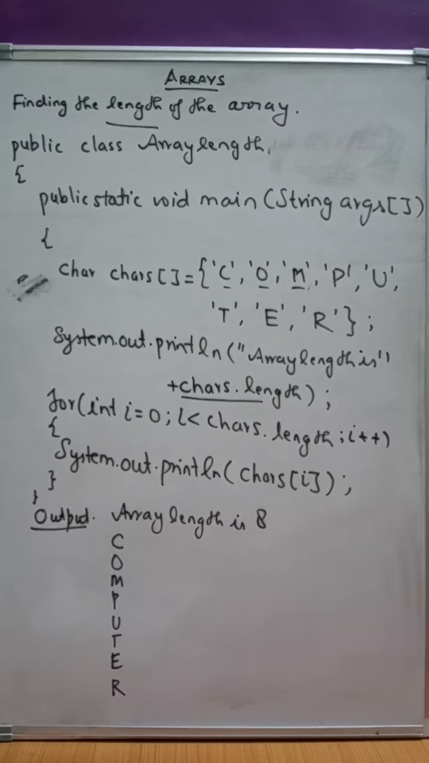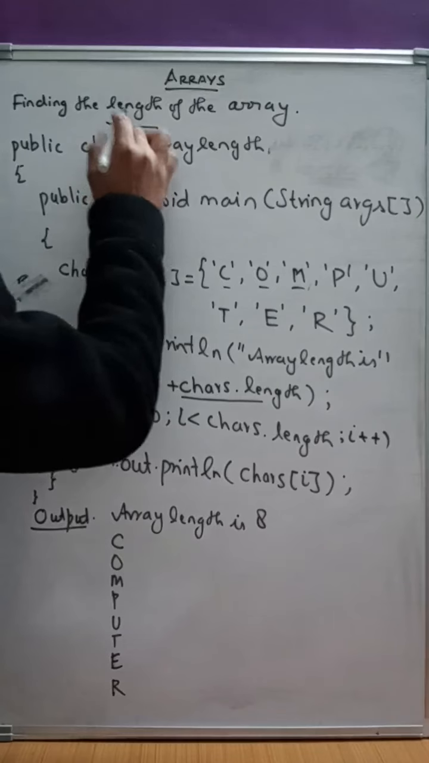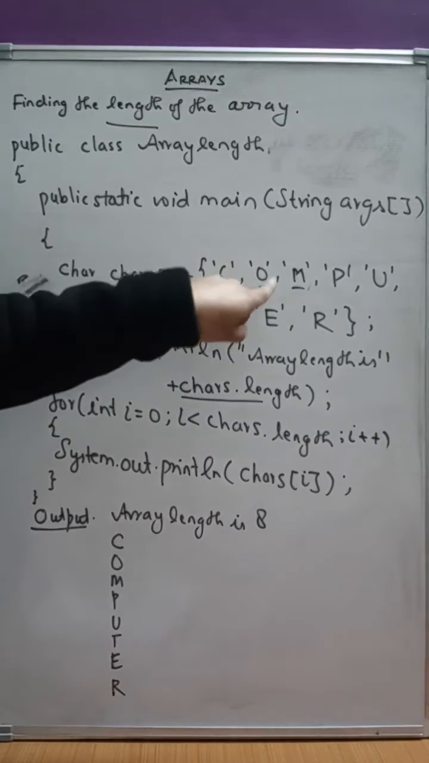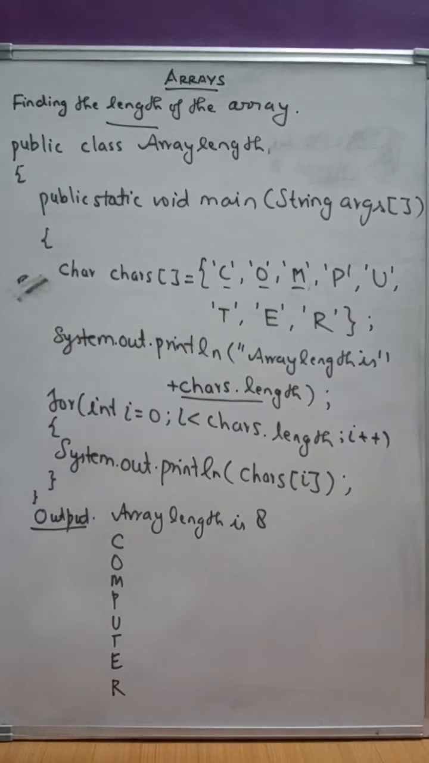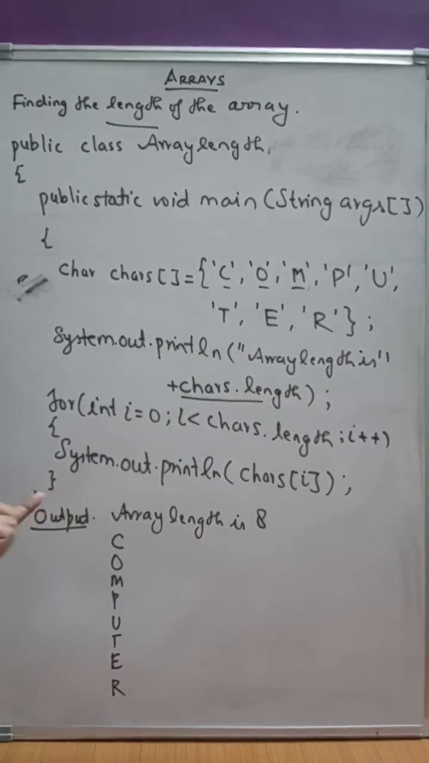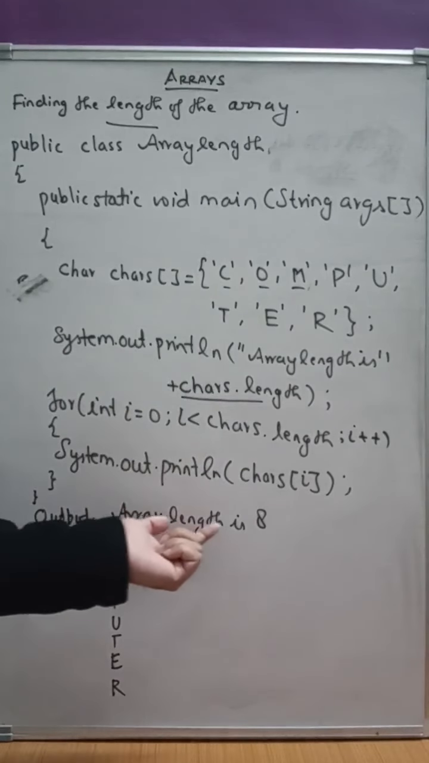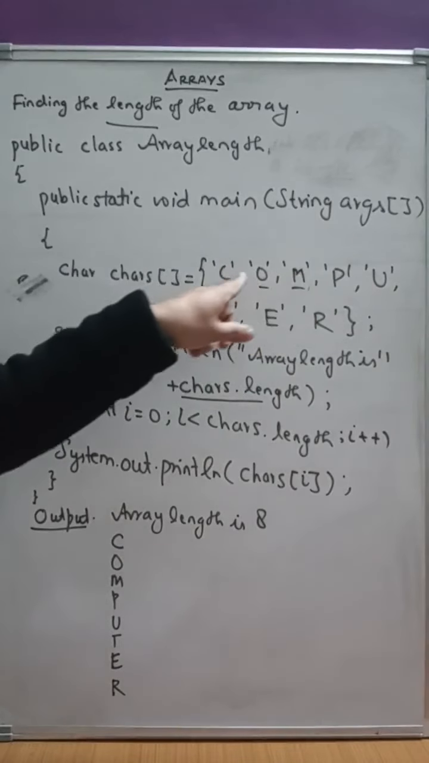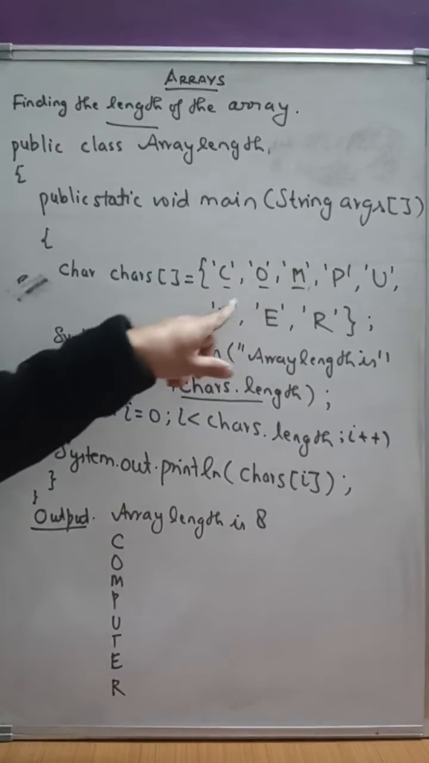But here I have told you that if you have to find the length of the array, you have to count the number of elements. It doesn't depend upon the index number, right? So simply count the number of elements and you are able to find the length of the array. Now when we have written chars.length, what will be returned? In the output it will print array length is 8. Why is it 8? Because the number of characters here is 1, 2, 3, 4, 5, 6, 7 and 8.